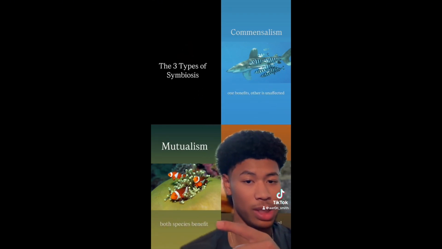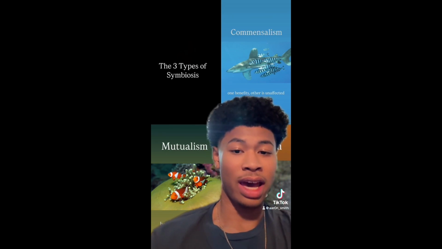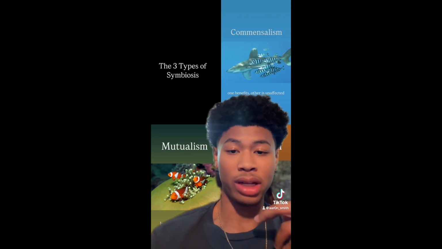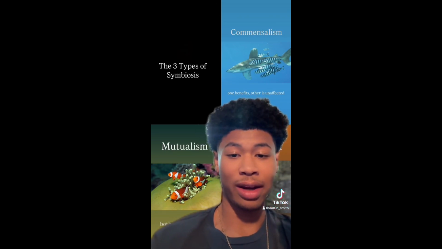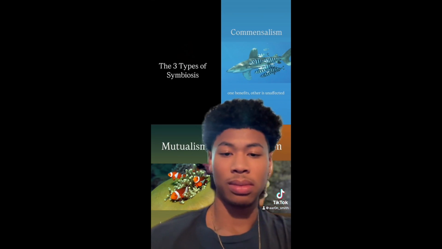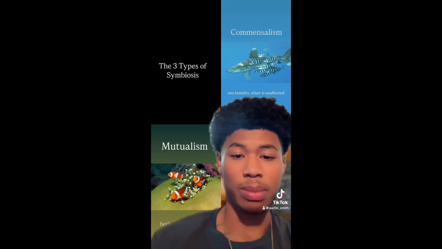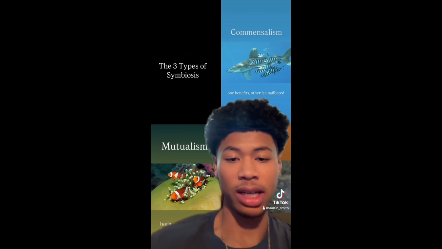All right, and then for the next type of symbiosis, we have mutualism. In mutualism, both species involved benefit from the relationship. An example in the picture would be clownfish and sea anemone. Clownfish have somewhere to hide from predators, so they have protection. In return, the sea anemone gets food scraps and cleaning from the clownfish. Another example would be bees and flowers. Bees get nectar from flowers, and in return, the flowers become pollinated.